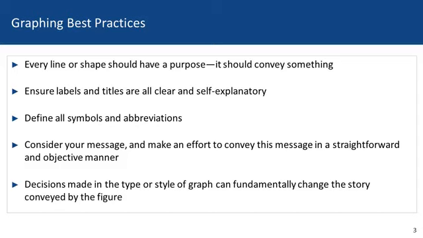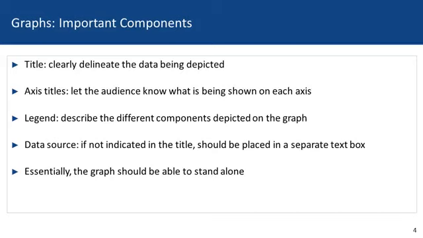And decisions made in the type or style of graph can fundamentally change the story that is conveyed by the graph or figure. Important components of the graph are as follows. A title that clearly delineates the data being depicted. Titles of every axis, letting the audience know what is being shown on each of the axes. A legend that describes the different components that are depicted on the graph.